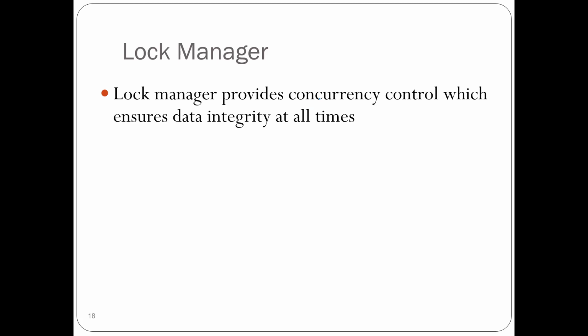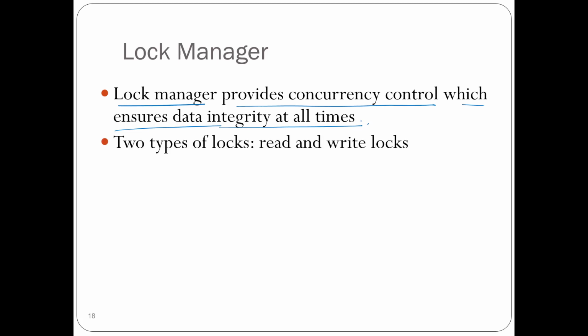We have to support ACID. For that, the lock manager comes to our rescue. The lock manager provides the concurrency control, which ensures that data integrity is maintained at all times. What is data integrity? Data integrity has to do with the correctness of the data. That is enforced with the help of the lock manager. So in a way, the lock manager helps us with concurrency control. The mechanism of locks, you might have studied, or may study, in operating systems.